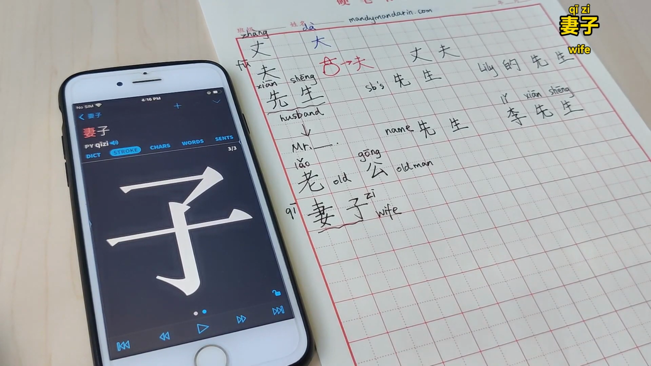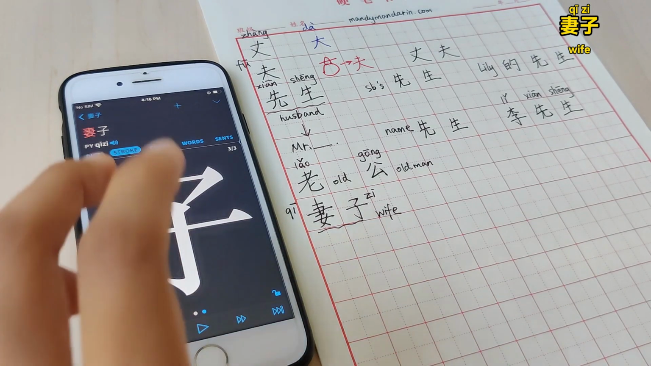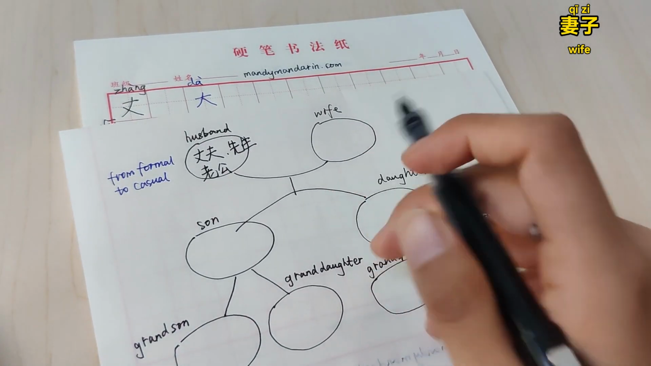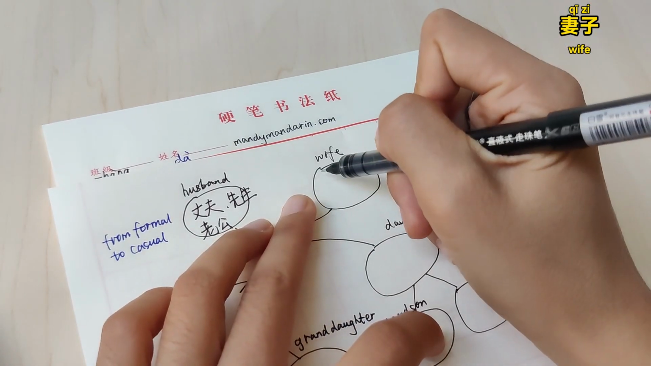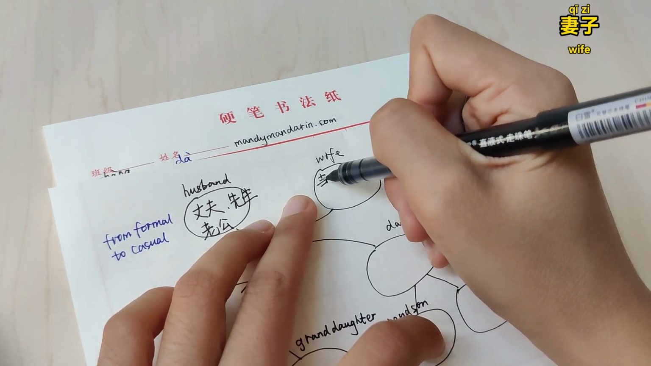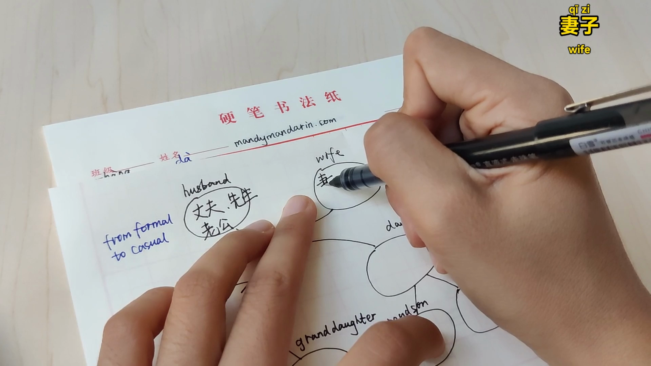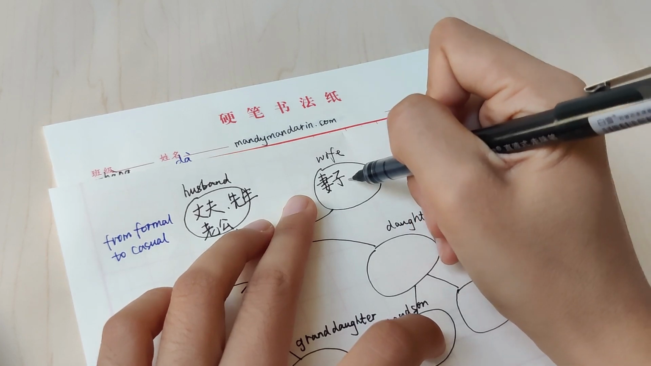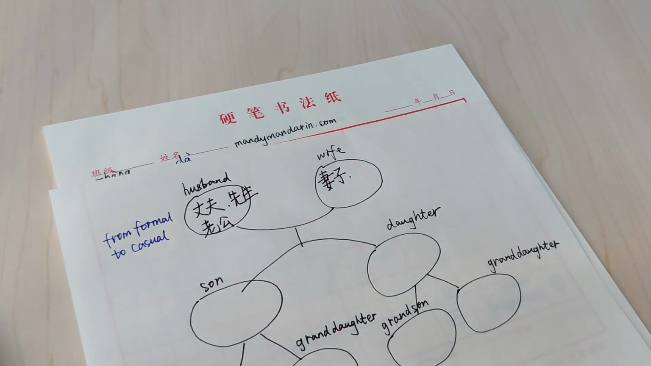Very good. And this is the very formal word. You're gonna see this word in the marriage license. Now let's take the word 妻子 and fill in the blank. We go 1, 2, 3, 4. And then a female radical. And 子. Very good. And the second word for wife, which is less formal and also polite, that would be 太太.